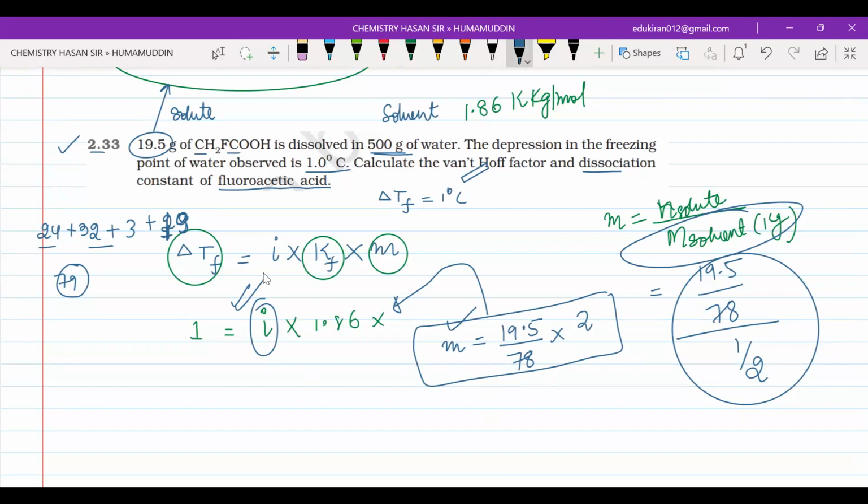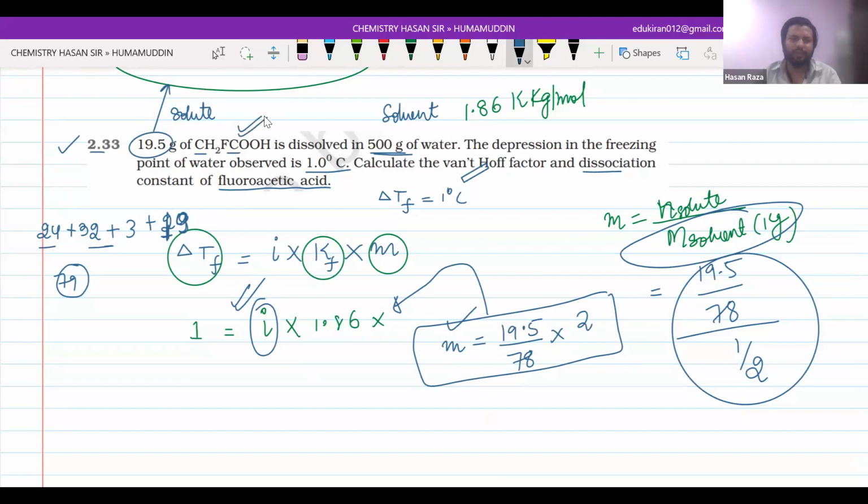Yes, sir. Now, how are you going to calculate the dissociation constant? Since this is your acid, we can call it the acid dissociation constant as well. So first you are going to write it. Then I'm going to talk about this dissociation constant.